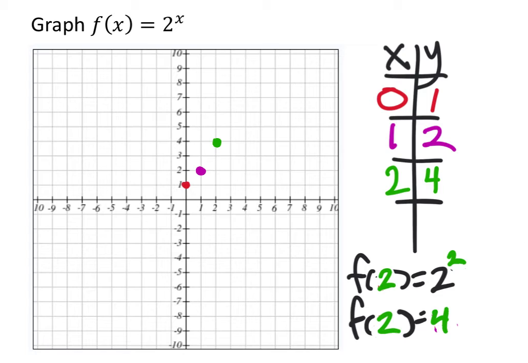And if you wanted to try 3, you could. If you did, you'd get 8. I'm skipping that part, though, which would be 3, 8. And I'm showing that primarily because it's going to show up on the graph, which is a pretty good pattern right here. But what's going on to the left of the y-axis?